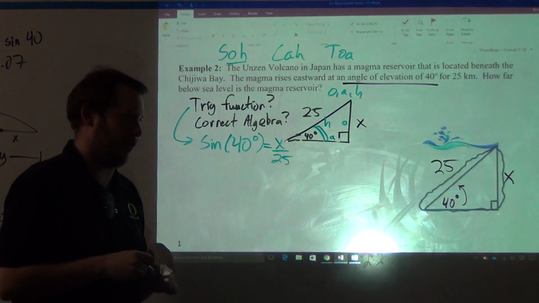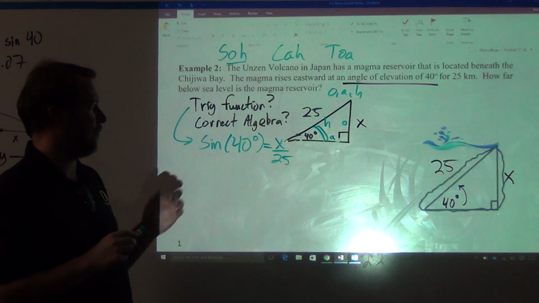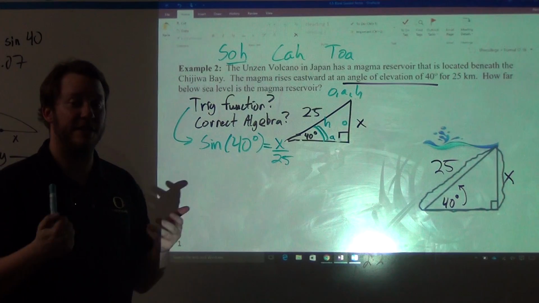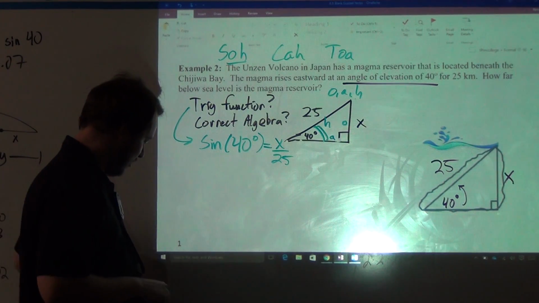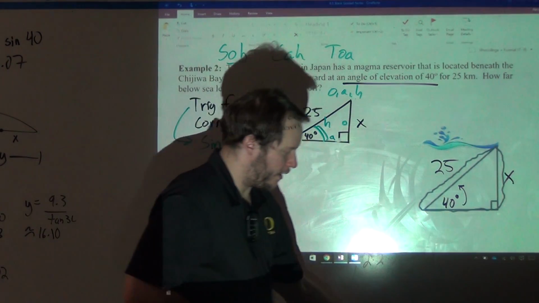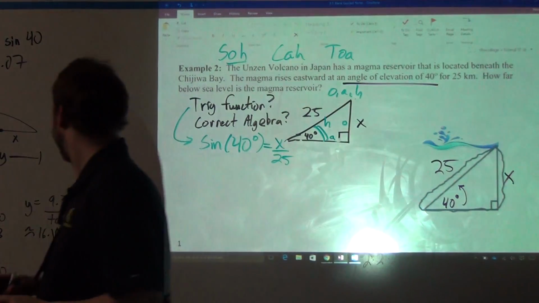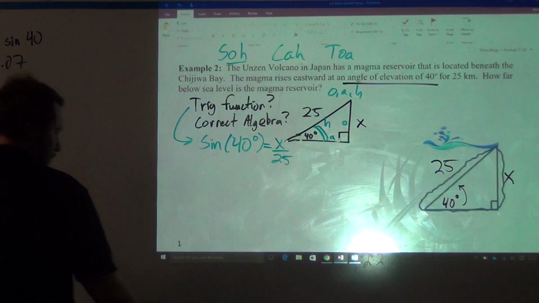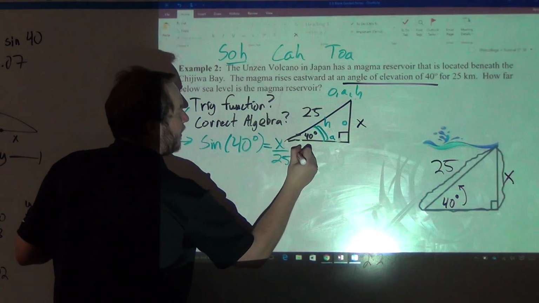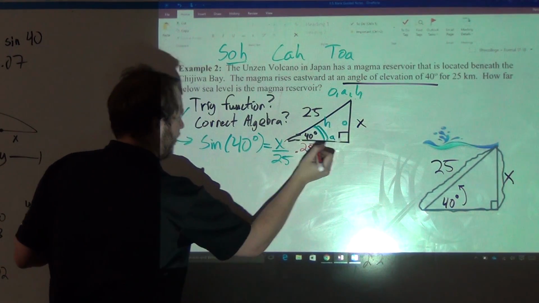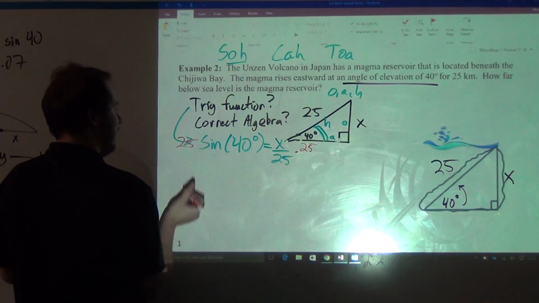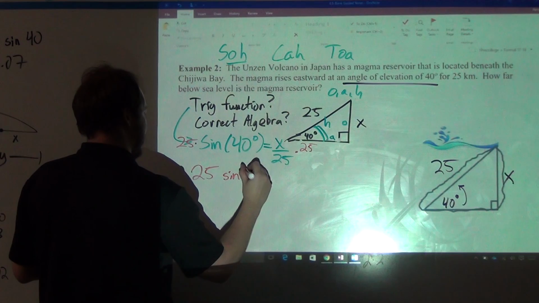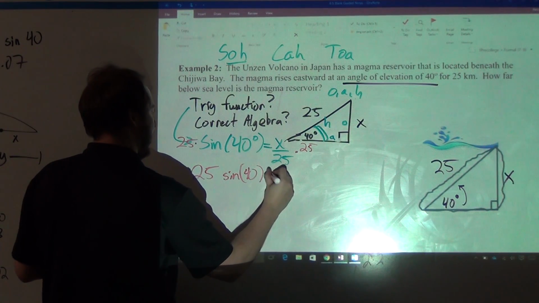Would you please pause the video, do whatever algebra you need to do, and then tell me the correct answer. And let's go with 2 decimal places, to the nearest hundredth. Please pause the video and resume when you're ready. All right, welcome back. The correct algebra would be to multiply both sides of this by 25 to end up with an equation that is 25 sine 40. And that's what x equals.